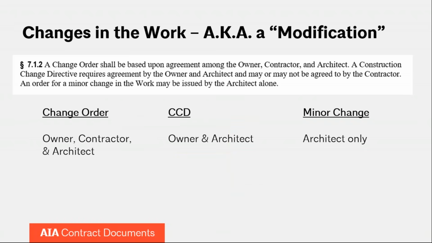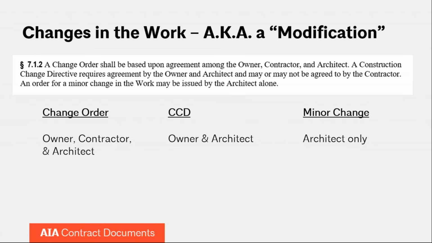For changes in the work, like I mentioned before, there are three different ways that you can actually change the scope of the contractor's work: change order, construction change directive, and a minor change. And I've tried to break it out here a little bit on this slide to show what parties need to agree in order to get yourself to one of these mechanisms.